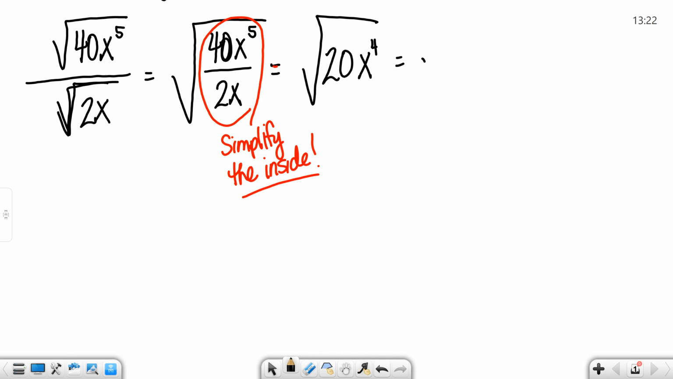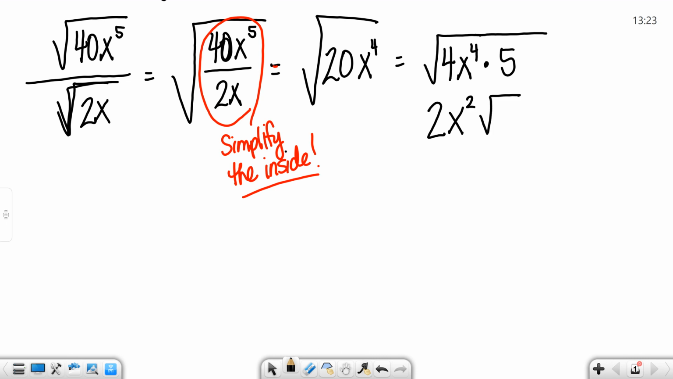That means I've got to break up that 20. So I've got 4x to the fourth, because I can take the square root of x to the fourth, but you can't just say it's not a 20. 4 times 5 is 20. So now I take the square root of 4, I get 2. The square root of x to the fourth, I get x squared. And this square root of 5 stays inside. I can't do anything with it. So that would be my solution.